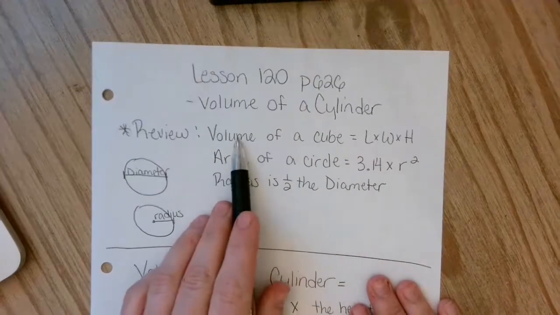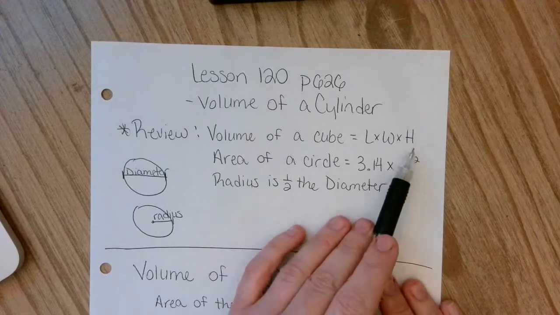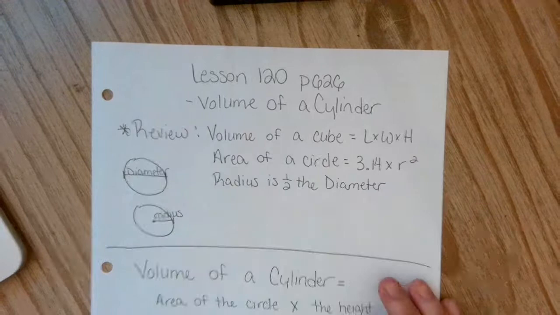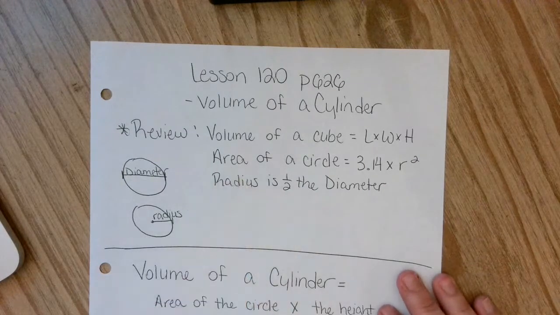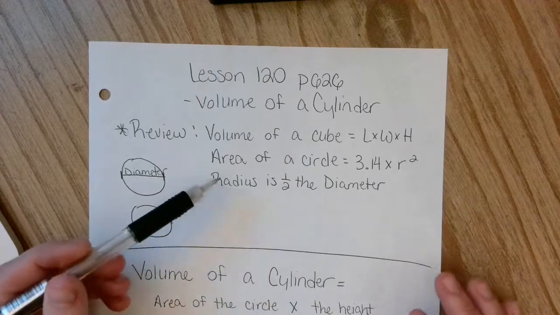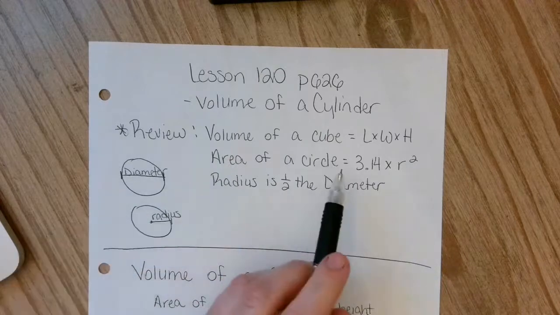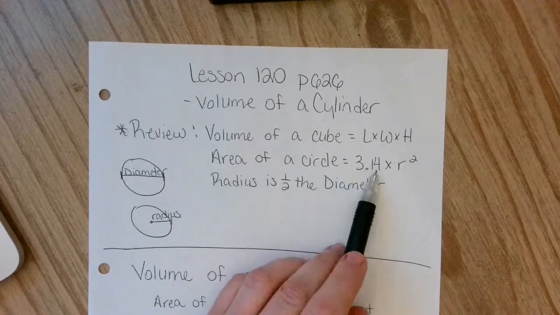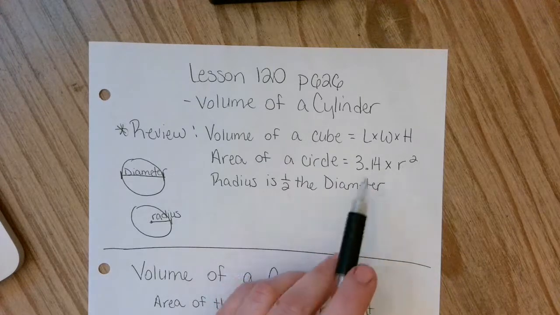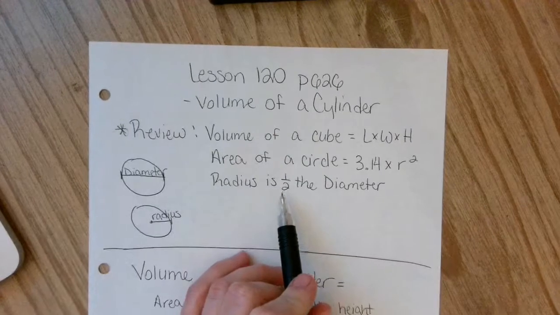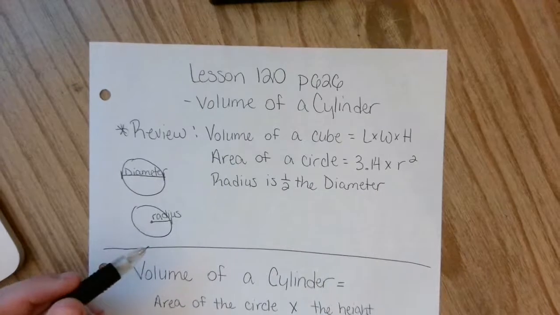Most of the time, volume is length times width times height for most shapes. Cylinders are done a little differently. We have to treat it as a circle and multiply the area of a circle times the height. The area of a circle is 3.14 times radius to the second power. Then you take that answer and multiply it by the height to get the volume of a cylinder.